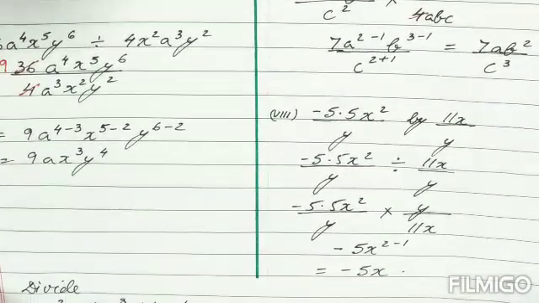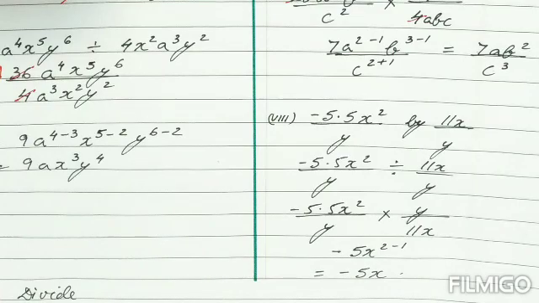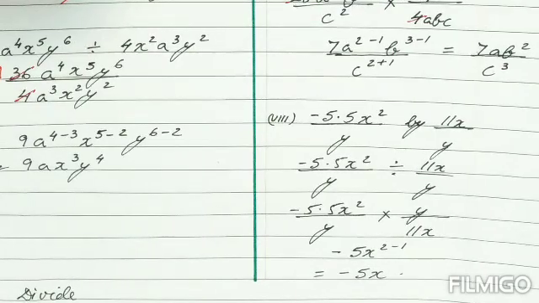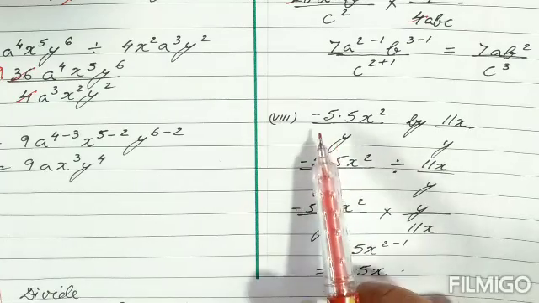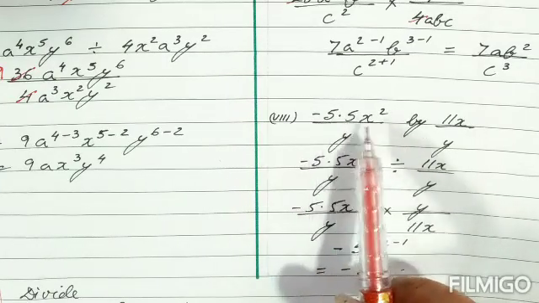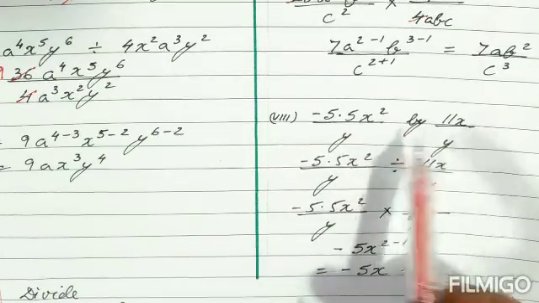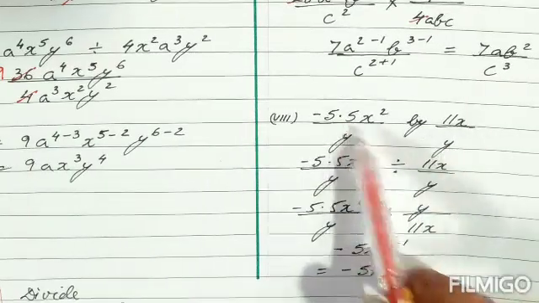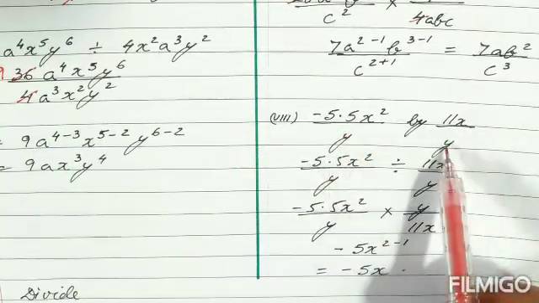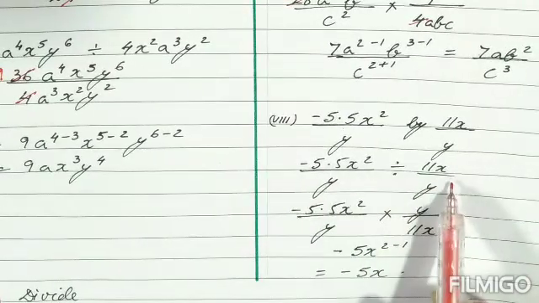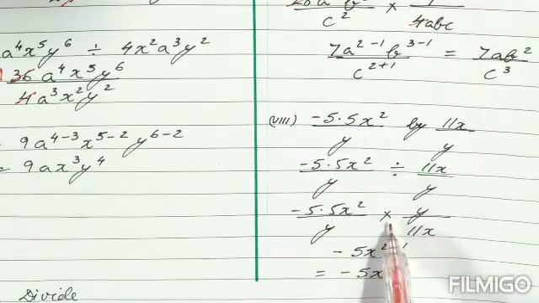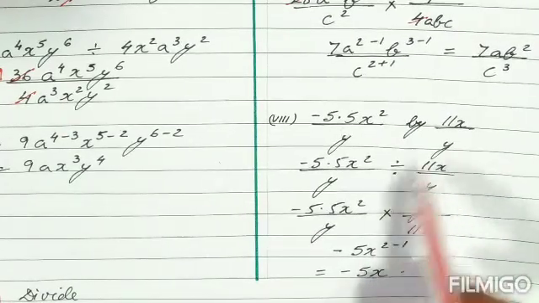Now, in case you have not seen my video of multiplication of algebra, please do see it so that you know the concepts very well. Coming to the 8th subpart, minus 5.5x square upon y divided by 11x upon y. Now on both sides we have the term in the form of a fraction. So it becomes a little easy. This is writing the question. This is division changing into multiplication and the reciprocal of the fraction.